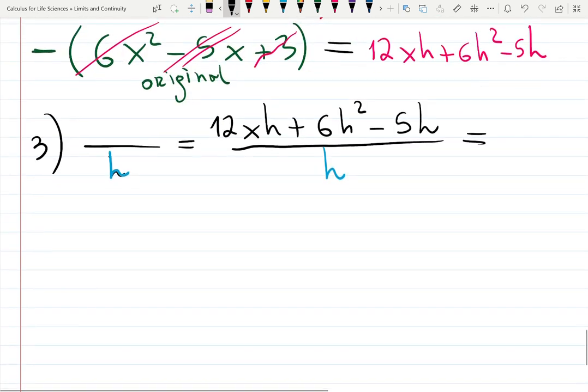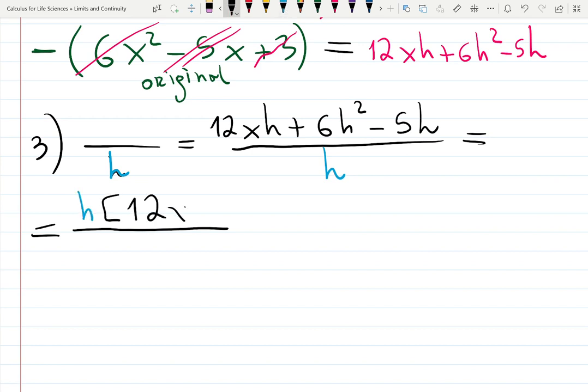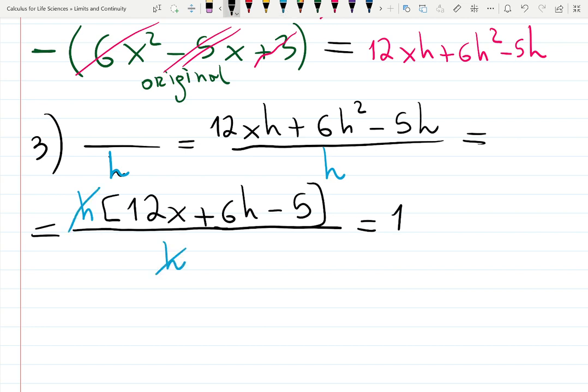I cannot just divide things without factoring. That is not good. So let's factor h from the numerator. Factoring means dividing. See lecture 0, I did that before. 12x plus 6h minus 5, where I'm just taking h without the square. 12xh becomes 12x. 6h squared becomes 6h. Minus 5h becomes just minus 5. Divided by h cancels out the h. And that is the answer.